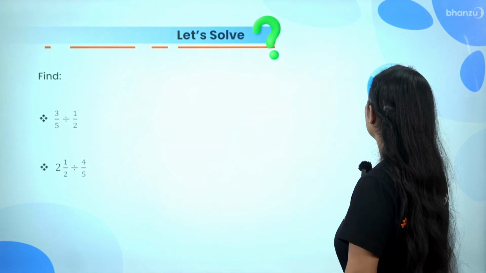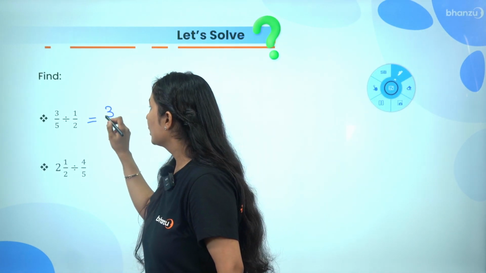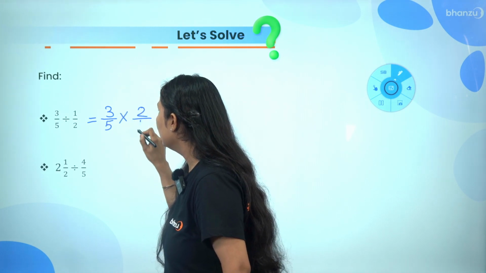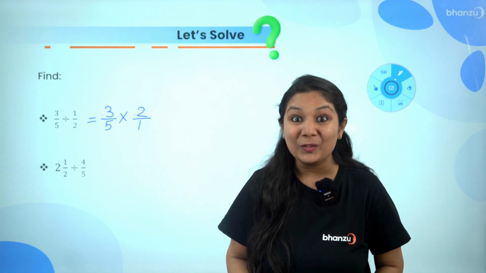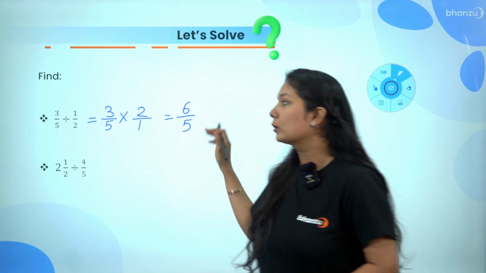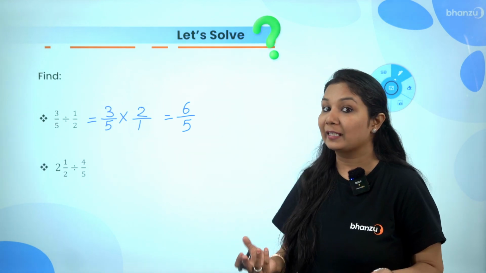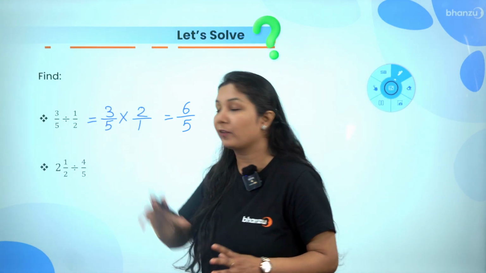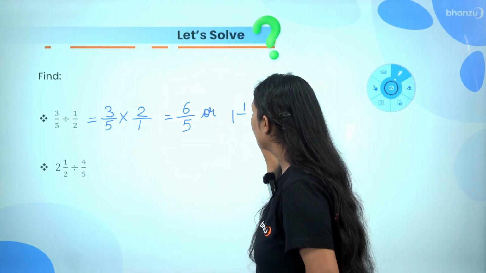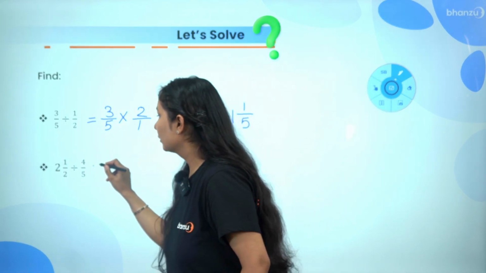So over here you can see in the first one we have 3 upon 5 divided by 1 by 2. So division becomes multiplication, 2 upon 1 will be the reciprocal of 1 by 2, right? So 3 2s are 6, 6 upon 5. So you can also convert it into a mixed fraction or you can leave it till here. We can do both of the things, but over here our question is in fraction, so you can leave it here, or if you want to do it in mixed fraction, it would be 1 1 by 5, right? Let's see the next one.